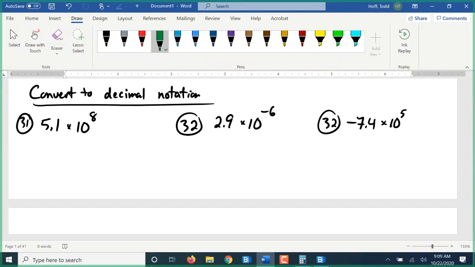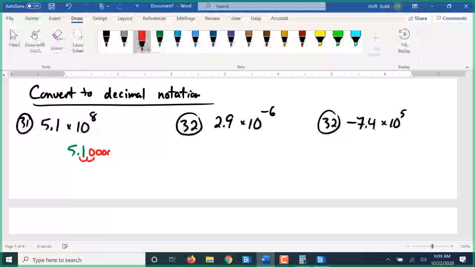So again, these should go pretty quickly, so we're going to jump right in. Start with my 5.1. The 10 to the 8 means I have to move the decimal point 8 spots. It's a positive 8, so it makes the number bigger. So I make this number bigger by 8 decimal places. So I go 1, 2, so I have to add a 0, 3, 4, 5, 6, 7, 8. That's 510 million.